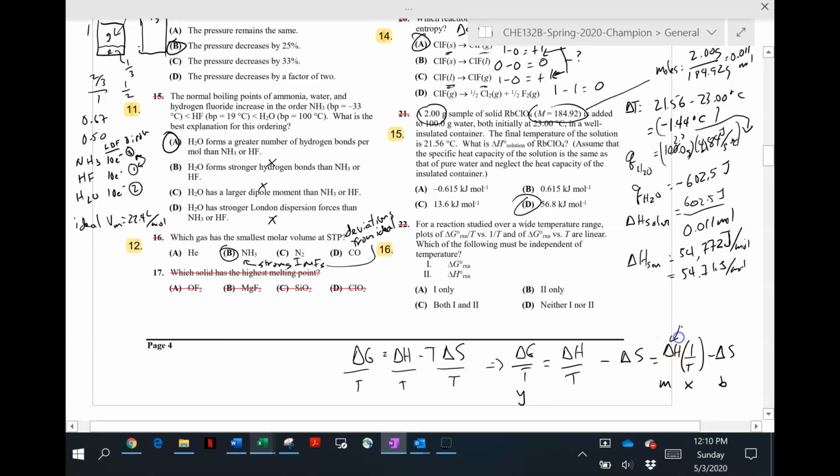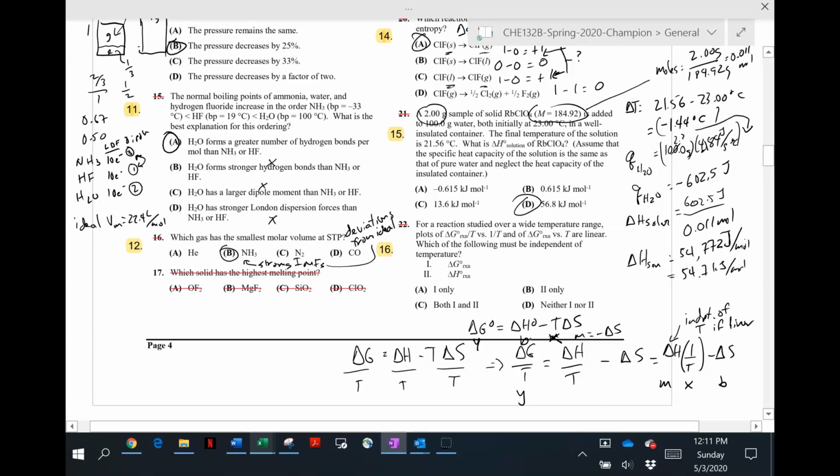is independent of temperature if that graph is linear. If I look at the original version of the equation, delta G is equal to delta H minus T delta S. Now if I'm plotting delta G as Y and T as X, M is negative delta S, and B is delta H.